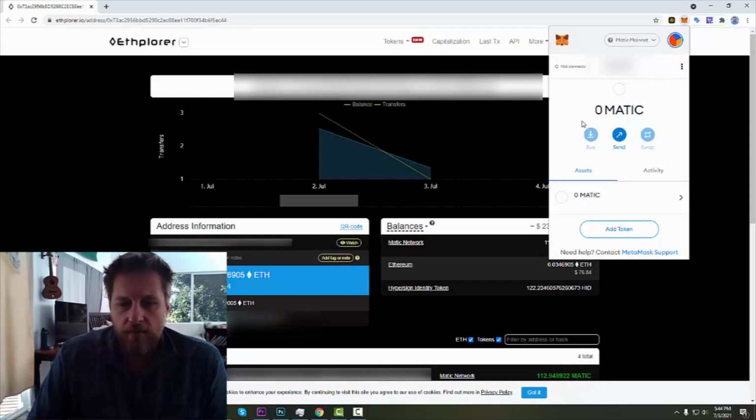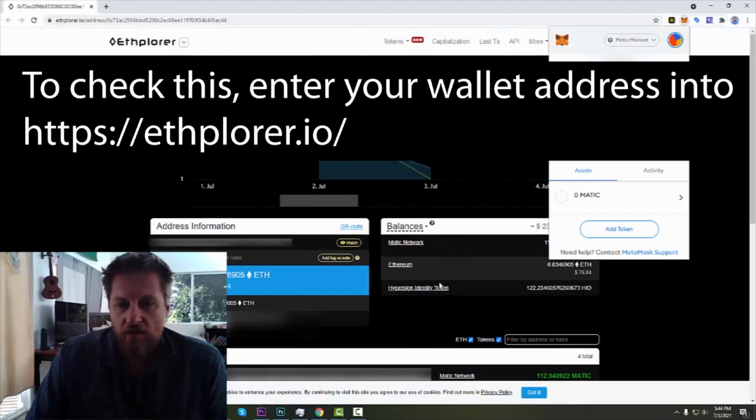So I got a little bit worried, and I went and started looking around, and sure enough, here is the record in my address wallet, and you can see that I've got Matic and Ethereum and Hypersign identity tokens, a few of my different tokens that I have. So obviously the Matic wasn't lost, and I had to do some more digging.